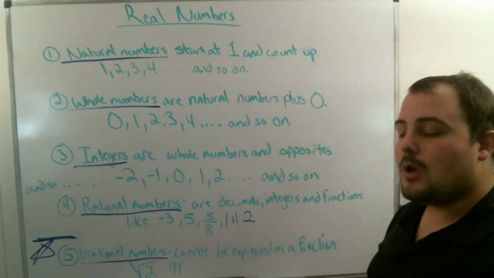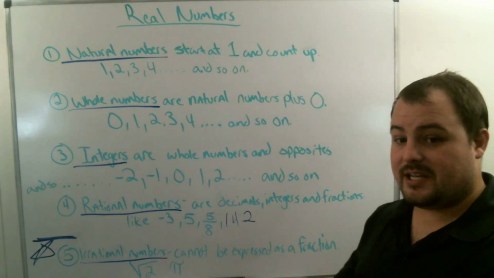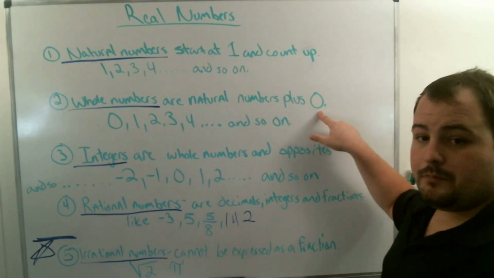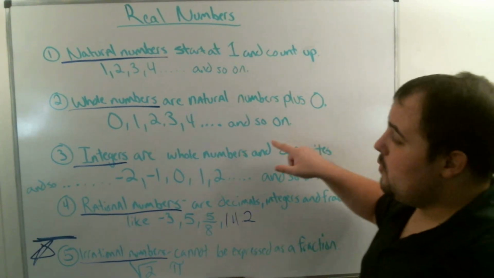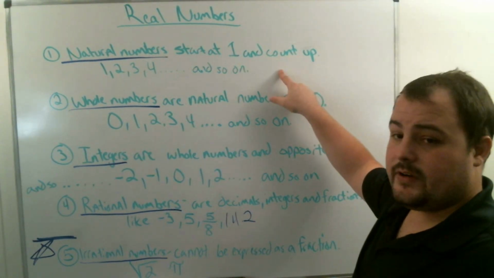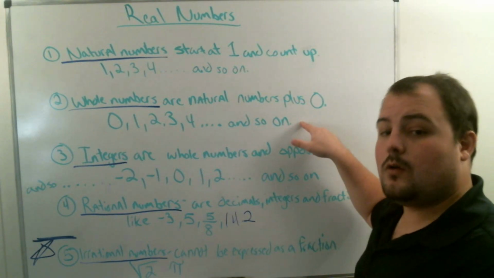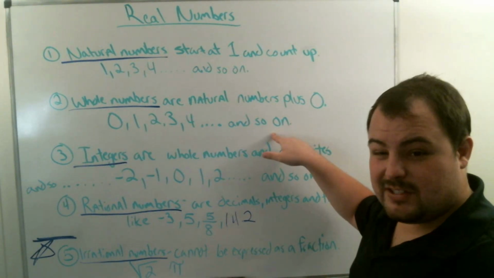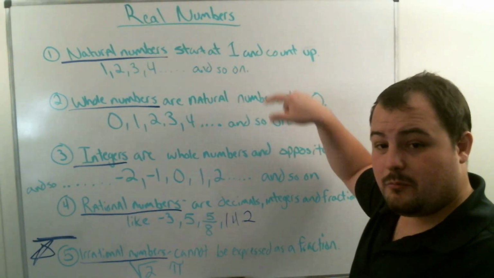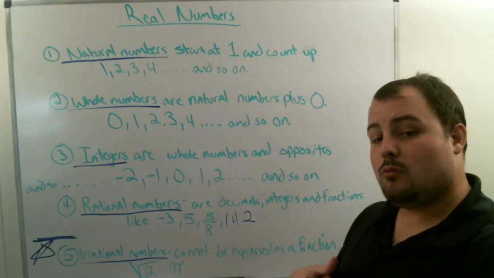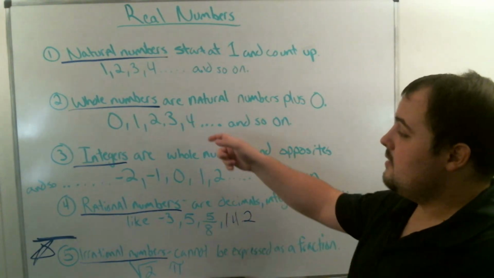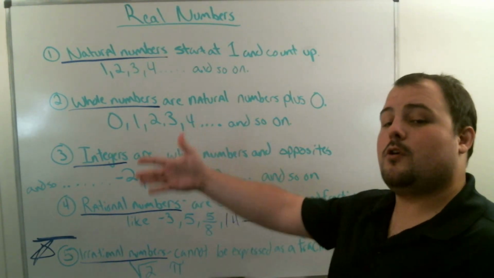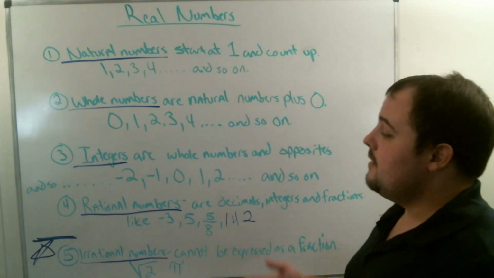Whole numbers are exactly the same as natural numbers, but a whole number includes 0. So what that means is if I have a number that's classified as natural, then it's also a whole number. But a whole number, if it's 0, is not a natural number. We don't naturally count 0 when we're counting. So whole numbers start at 0 and they count up: 0, 1, 2, 3, 4, and it keeps going on forever.